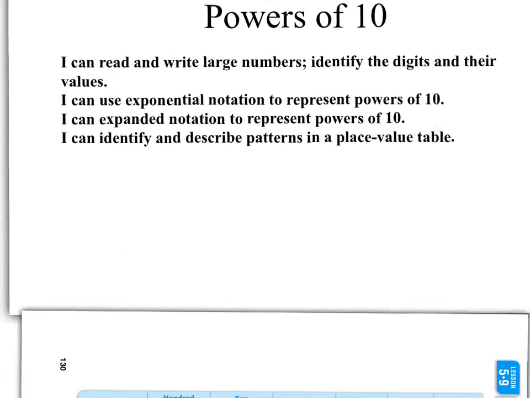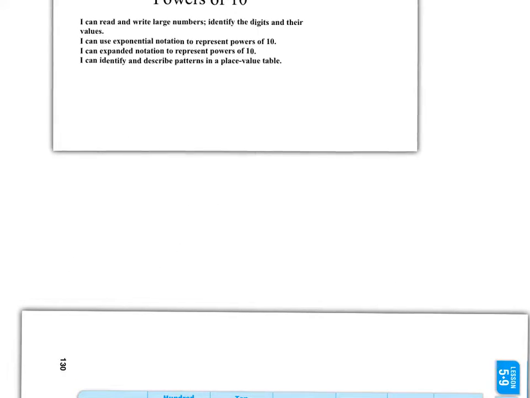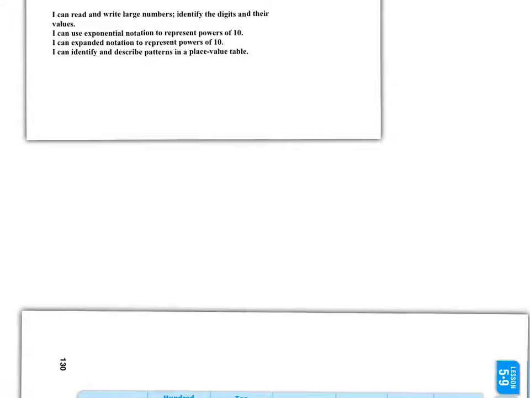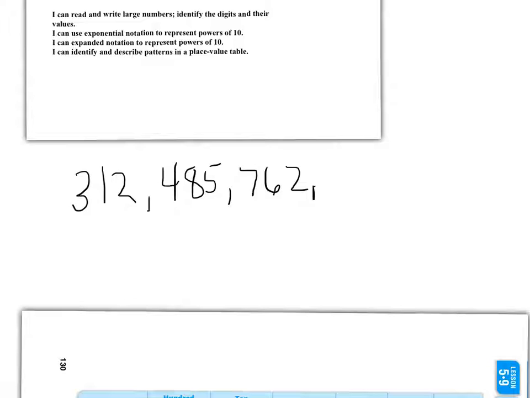So let's quickly refresh the first goal, and that is I can read and write large numbers, identify their digits and values. Let's do a big number. Let's do 312,485,762. Remember from our past lesson, every time you see a comma, you tell what it is. You tell if it's billions, millions, thousands. Obviously you don't here because these are ones. You don't say anything at the end here.